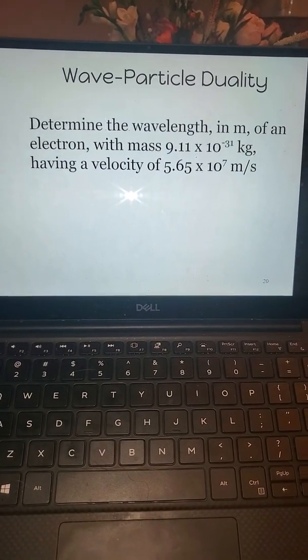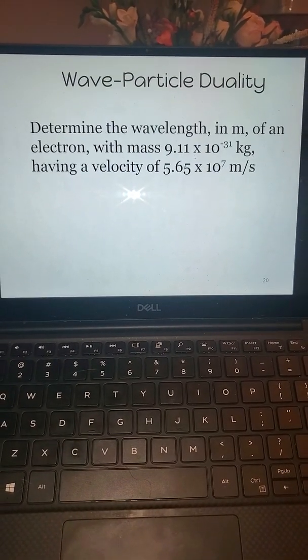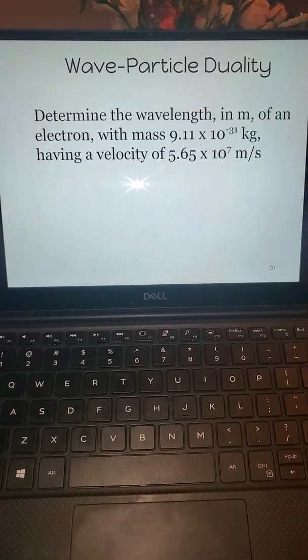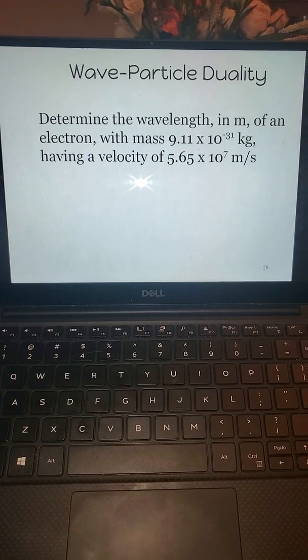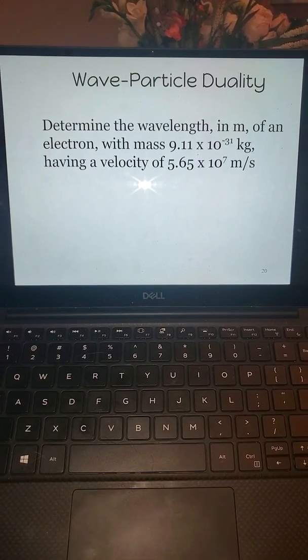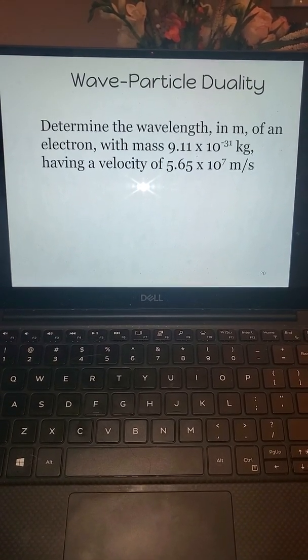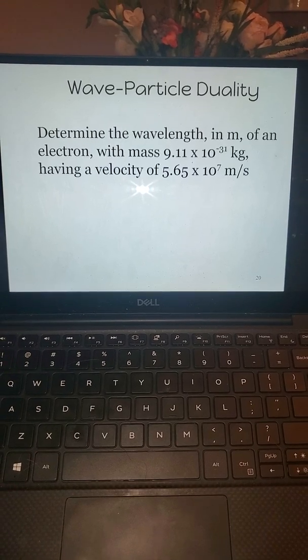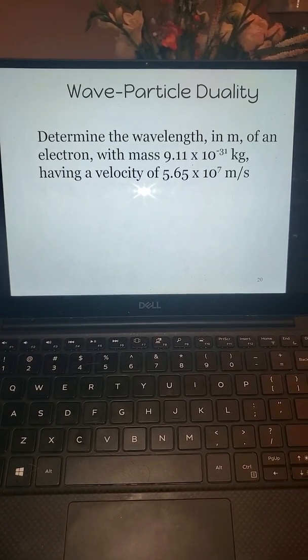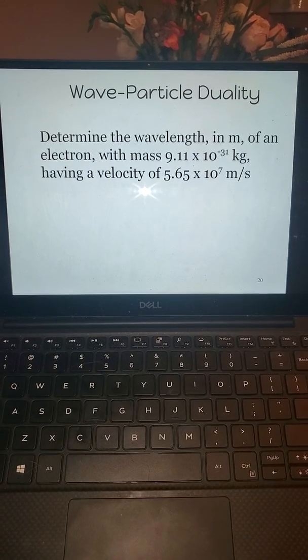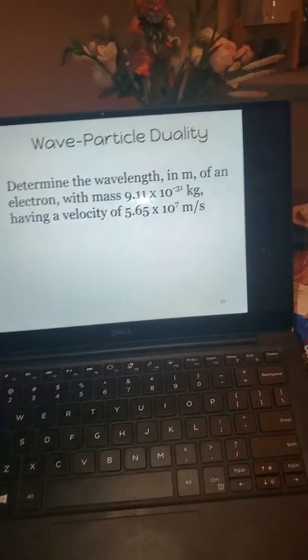So I am going to walk you through the practice problems with wave-particle duality and using de Broglie's equation. So our practice problem is: determine the wavelength in meters of an electron with a mass of 9.11 times 10 to the negative 31 kilograms, having a velocity of 5.65 times 10 to the 7th meters per second.